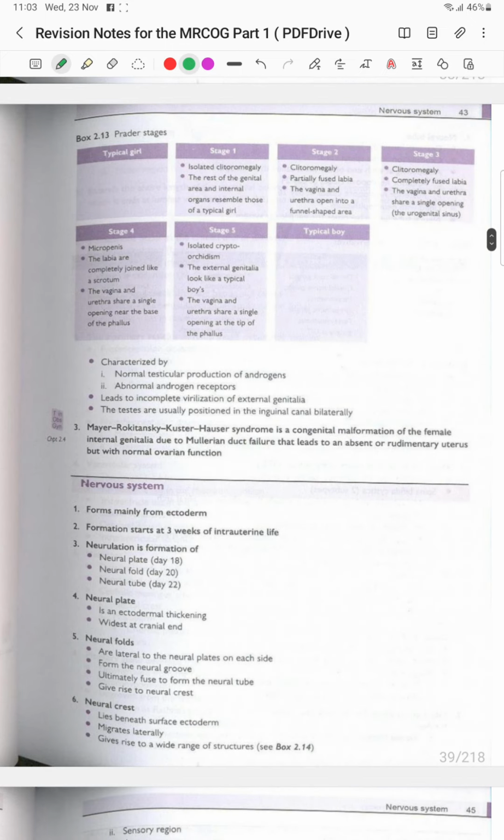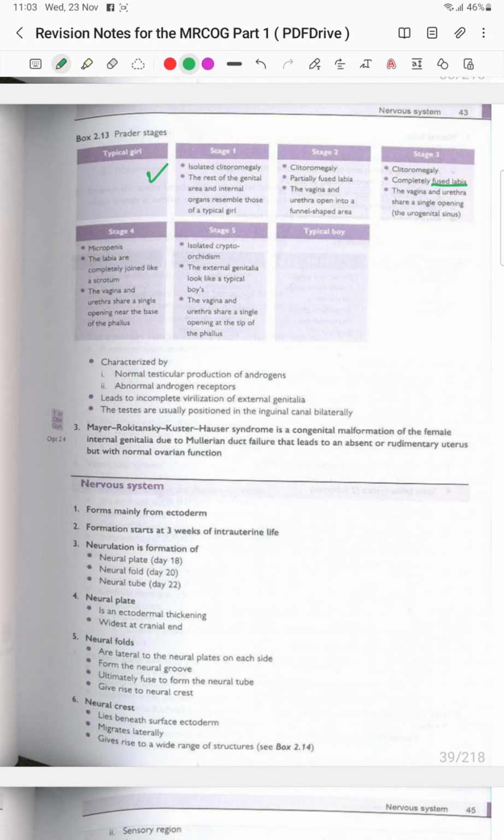Prader stages. Typical girls: Stage 1 is isolated clitoromegaly. The rest of the genitalia is typical, and internal organs resemble those of typical girls. Stage 2: clitoromegaly and partially fused labia, and the vagina and the urethra open into a funnel-shaped area. Stage 3: clitoromegaly and completely fused labia, and the vagina and the urethra share a single opening, the urogenital sinus. Stage 4: micropenis and the labia completely joined like a scrotum, and the vagina and the urethra share a single opening near the base of the phallus.